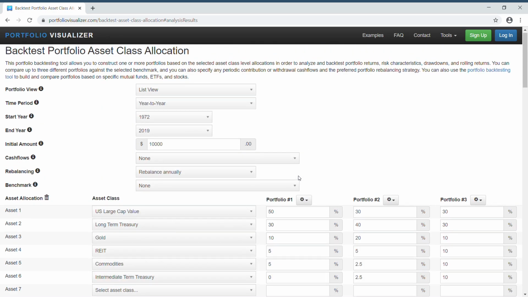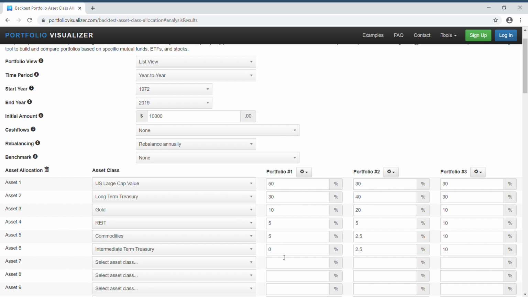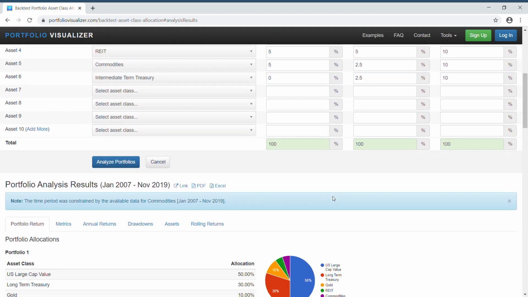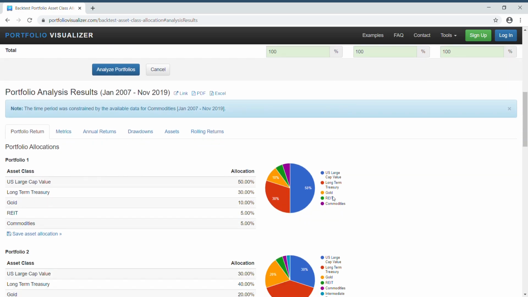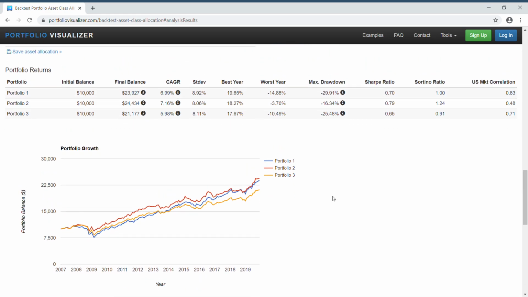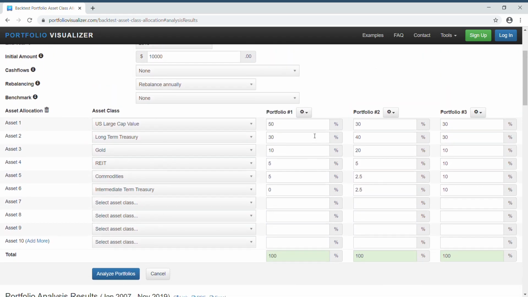But the whole point is that you can just change these different asset allocations for what you would like, and you can backtest it over a period of several years. So this is a website I love. I use it. The amount that I like in each is I do 30 in the stocks, 40 long-term treasury, 10 in gold, 15, and 15 in REITs.